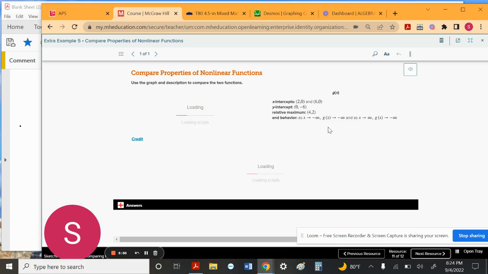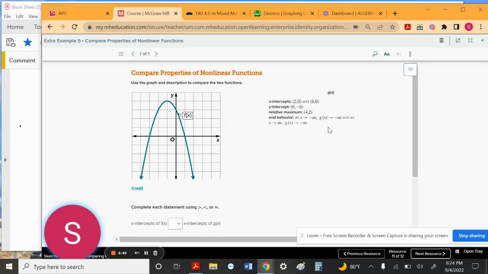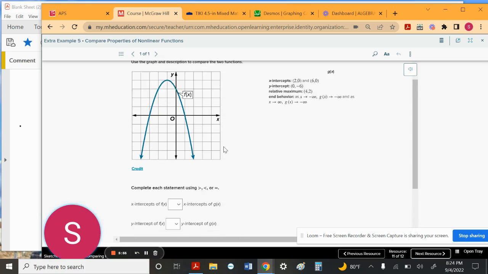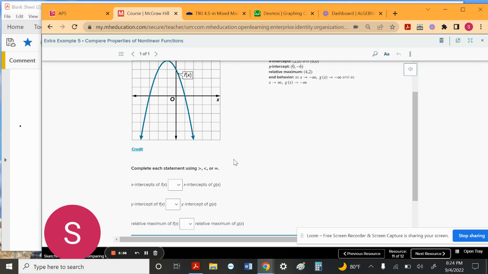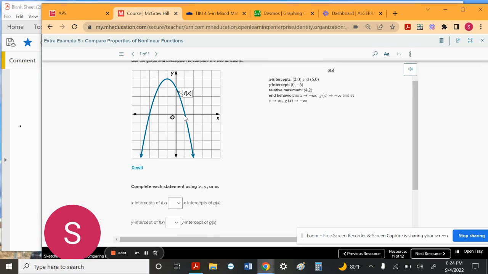Okay, comparing properties again. This one's just giving us some information so we can see the difference between the two. So the x-intercepts of f of x, so here's an x-intercept, here's an x-intercept, of f of x are greater than the x-intercepts of g of x. So the x-intercepts are 2 and 0, so that would be 2 and 0. So it looks like g of x is greater than, so f of x has to be less than. The y-intercept of f of x, which is this one, which is 0, 1, 2, 3, 0, negative 6. So it is greater than the y-intercept.